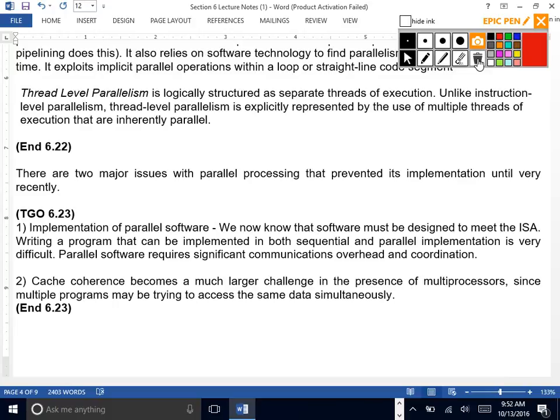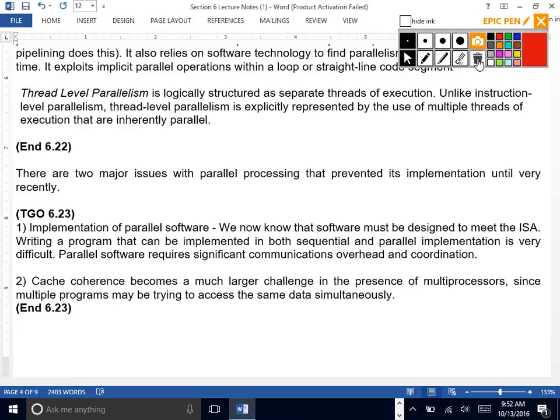We now know that software must be designed to meet the instruction set architecture, right? We've learned this. I've said it ad nauseam, right? Writing a program that could be implemented in both sequential and parallel implementation is very difficult. Meaning, if you wrote a program at the assembler level, you need to write a program that works on single cycle, pipelined, and multiprocessor, right? You want to be able to install it on any machine. That sounds nasty, right? Yeah, it's a real problem, and people spent decades researching how to do it, and it's still not very fun.